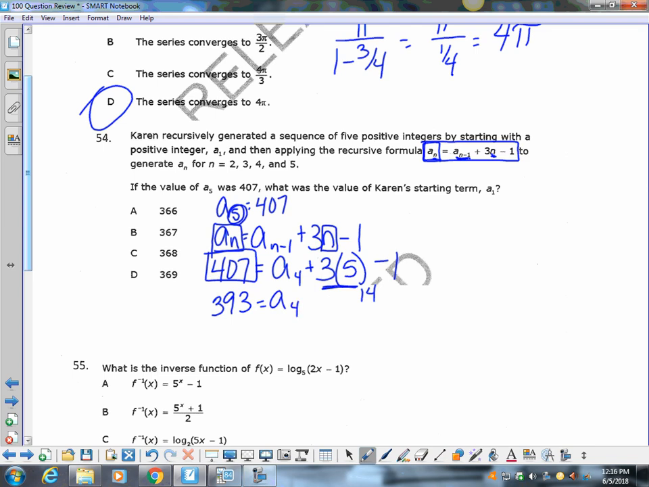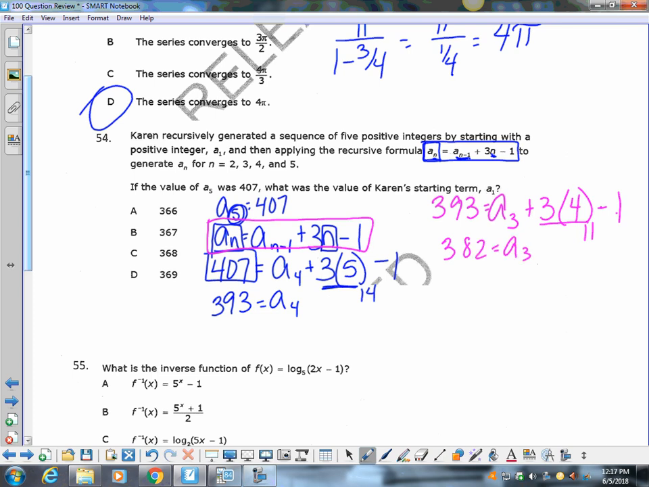Okay, so now I'm just going to go again. So now I'm going to use this formula, but I'm going to go with 393. That's going to be the term before the 4th term. I'm in the 4th chair. That's 12 minus 1 is 11. I'm going to subtract the 11 over, and that gives me 382. And that's a sub 3.